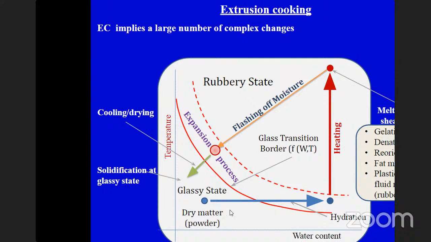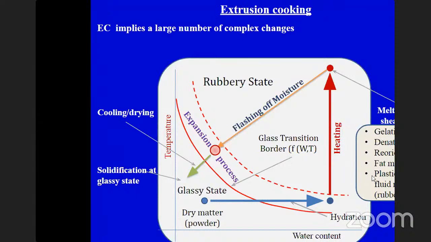So increasing the water content of the material changes the state from glassy state to rubbery state. As we see here, increasing the water content changes the glassy state to rubbery state. After rehydration and changing the state of the raw material from glassy to rubbery state, steam is injected and the extrusion process starts.